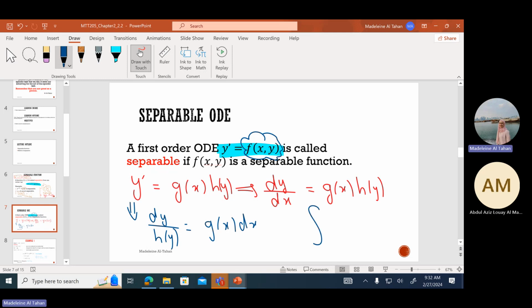So now what should I do? Integrate both. Am I able to integrate the first part? Yes, because it contains only y. The second part, are we able to integrate it? It contains only x. Okay, so the main thing in this one is to separate, then integrate. So all we need here is just the tools of integration.